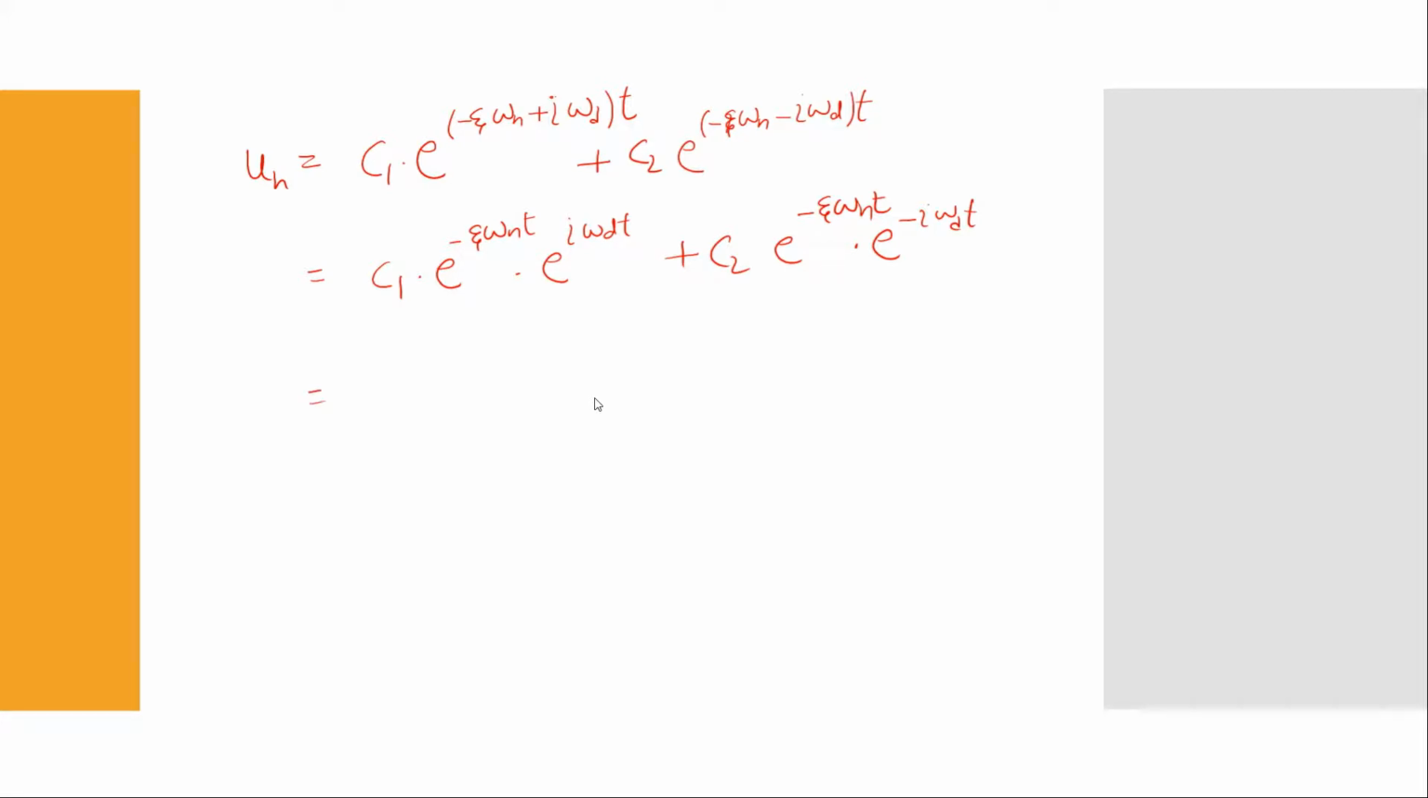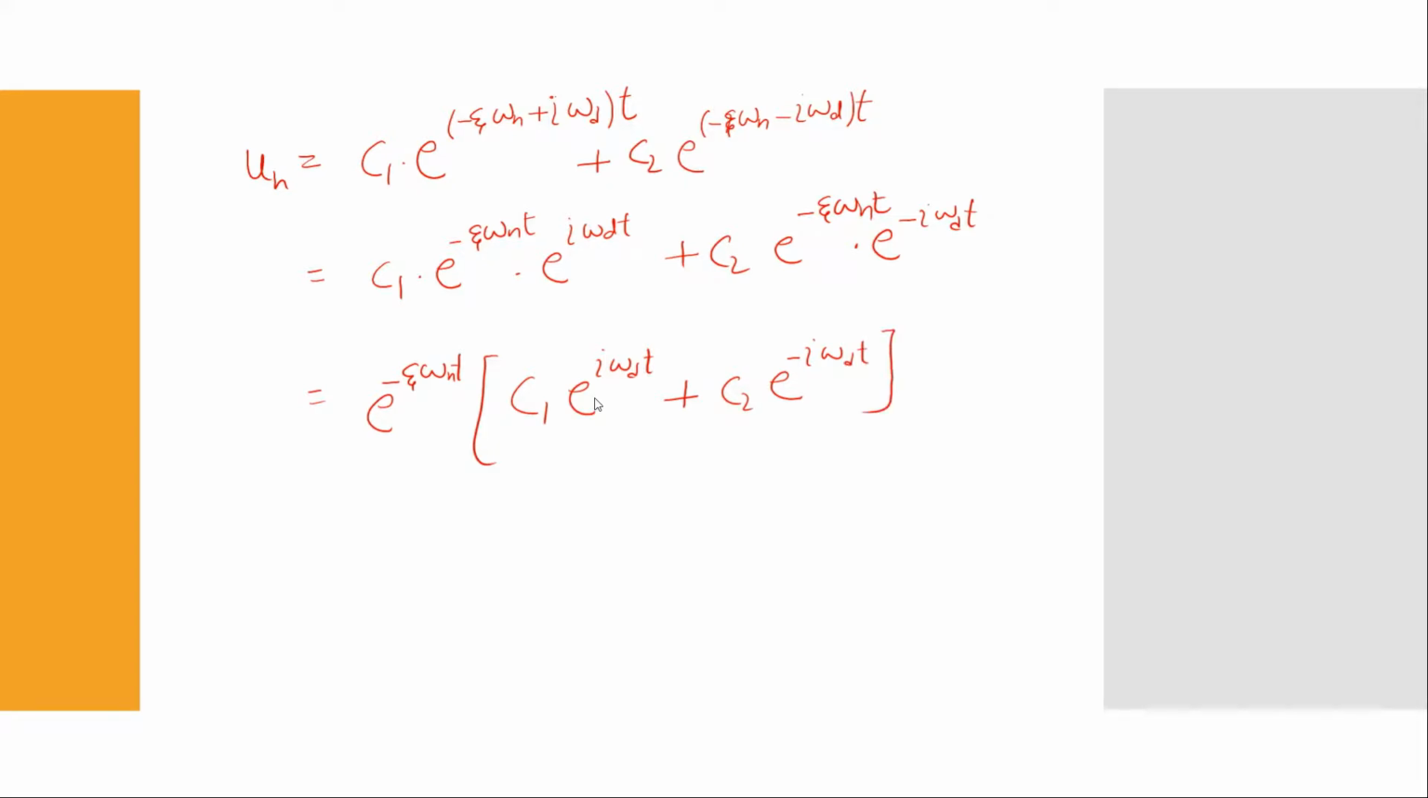Now what is the common here? We can see iota omega dt is here positive and here it is minus iota omega dt. So what is the common here? We see that e to the power minus xi omega nt is common here, we can take it out. Now c1 into e to the power iota omega dt plus c2 e to the power minus iota omega dt.